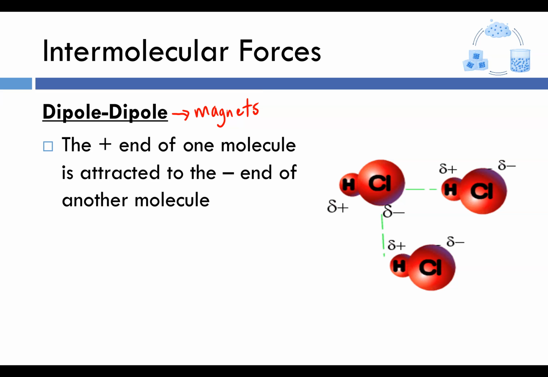Think dipole-dipole, think magnets. You know from experience that the positive side of one magnet, or the north pole, will be attracted to the oppositely charged pole. We've got the same thing here. A partial positive charged hydrogen of one HCl molecule would be attracted to the partially negative charged chlorine atom of a neighboring molecule, and it's going to cause the molecules to stick together. Again, you need a polar molecule in this case. We cannot observe dipole-dipole with nonpolar molecules.